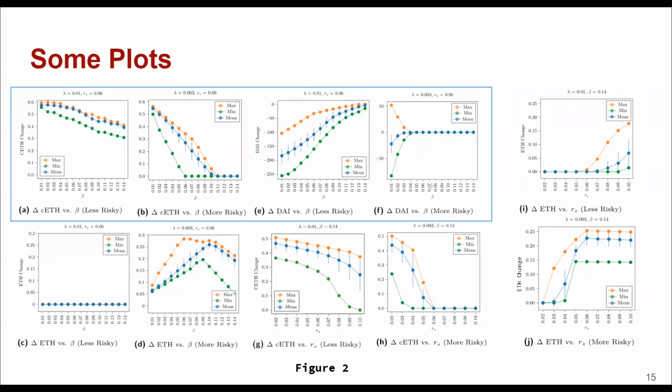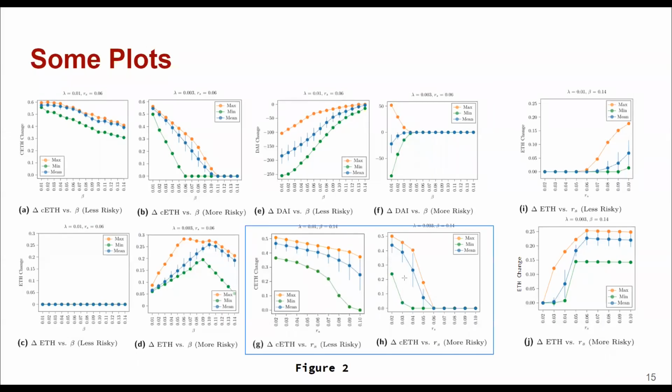Moving on to the impact of transaction fee beta on investor assets, we see as beta goes up, the cost of making a transaction goes up. Clearly, this disincentivizes an investor from buying or selling assets. Increasing beta leads to a decrease in absolute mean CETH change, as seen in figures 2A and 2B. We also see a decrease in absolute mean DAI change, which is evident in figures 2E and 2F.